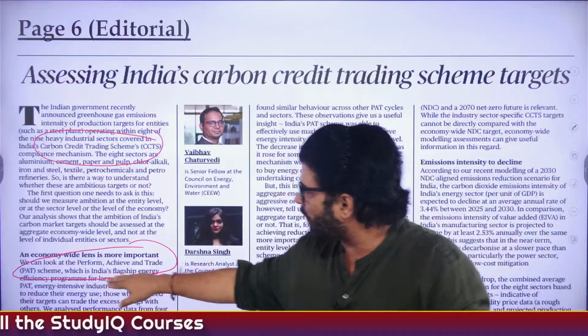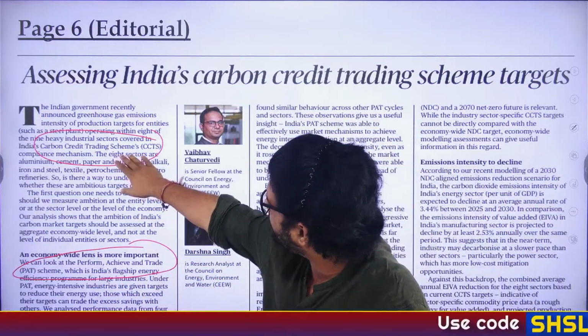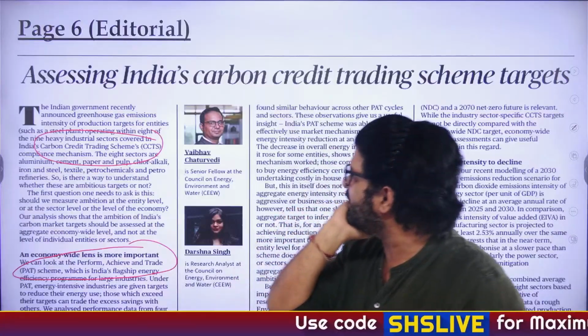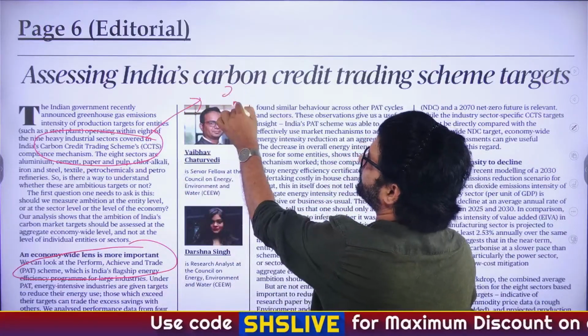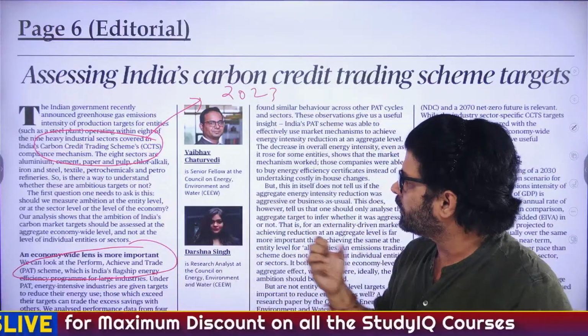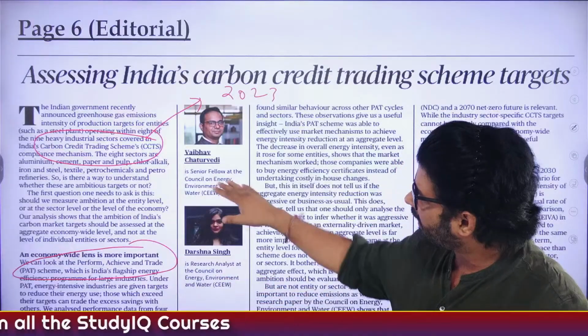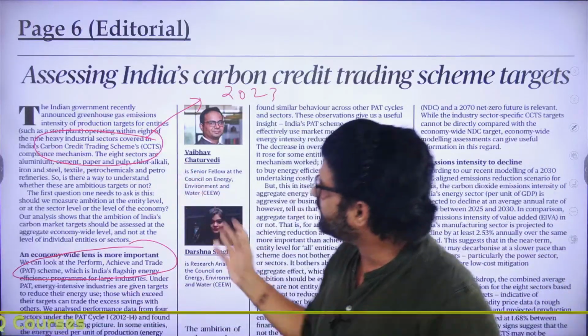Now PAT, perform, achieve and trade, was launched around 2012. This carbon credit trading scheme was launched around 2023. You will understand each and everything. Be with me. At the end, we'll solve MCQs, which will strengthen your concept. Perform, achieve and trade, and CCTS are not the same.